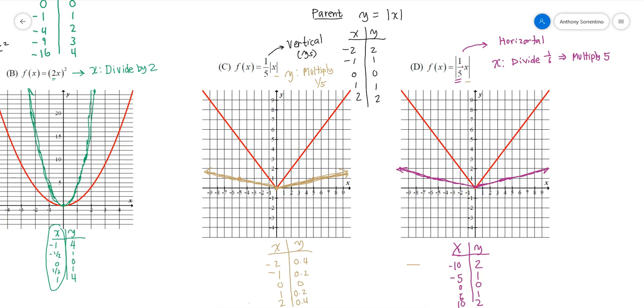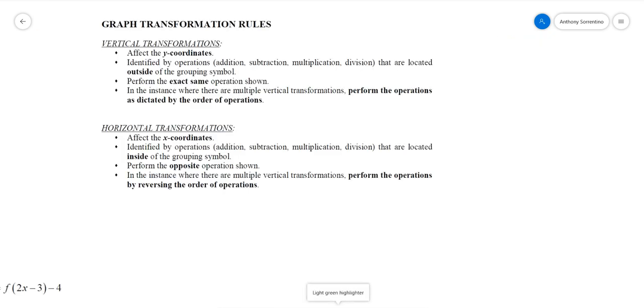So let's summarize a little bit before we move on to some multiple transformations. Graph transformation rules. Vertical transformations affect the y coordinates. So if I know it's a vertical transformation, I'm only going to alter the y coordinates. They're identified by operations, addition, subtraction, multiplication, that are located outside the grouping symbol. So it might be a parenthesis, whether it had to be put in or not. It could be a square root symbol, an absolute value symbol, cube root symbol even, if we get into those. Eventually logarithms, exponentials. So I perform the exact same operations shown.